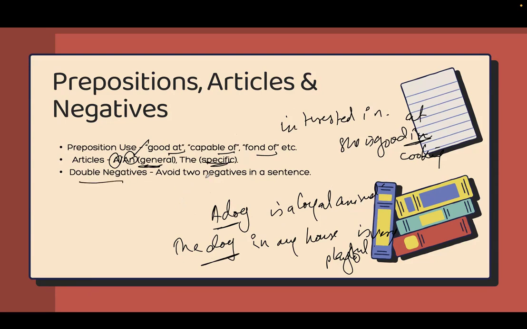Now, talking about double negatives, avoid using two negatives in a sentence. It creates an opposite meaning. Okay? I cannot say I don't have no money. Okay? This is wrong English. I have to say I don't have any money. That is the double negative in a sentence. It just is not grammatically correct.